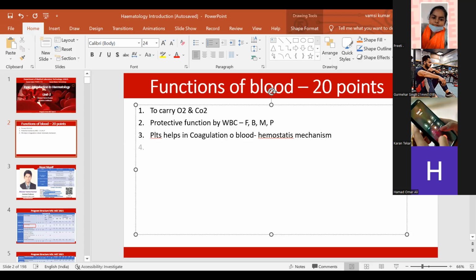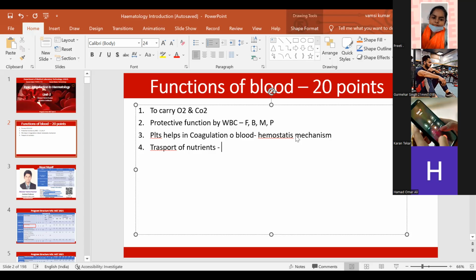Other functions apart from these three: carrying oxygen, protective function, platelets for a hemostatic mechanism. Then blood also plays a vital role in nutrition, transport of nutrients. So whatever nutrients we are thinking, all of them are transported to the tissues by the blood, right? Blood is the common medium for the transport of all nutrients.